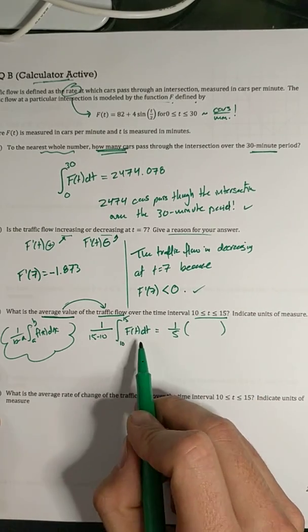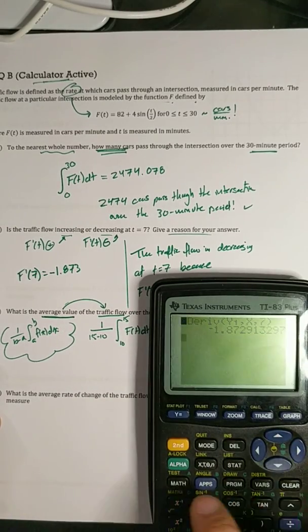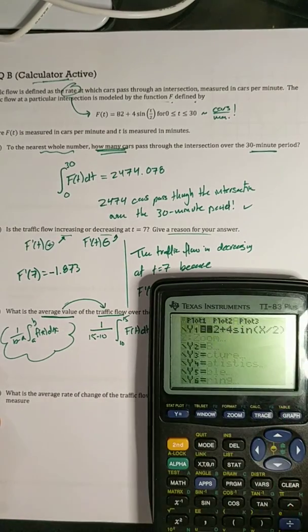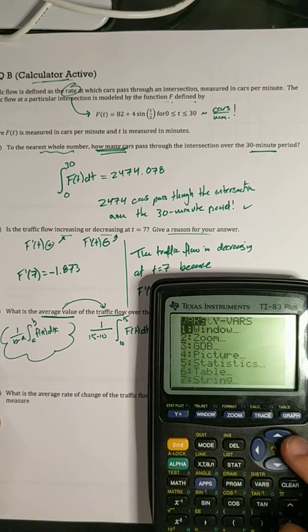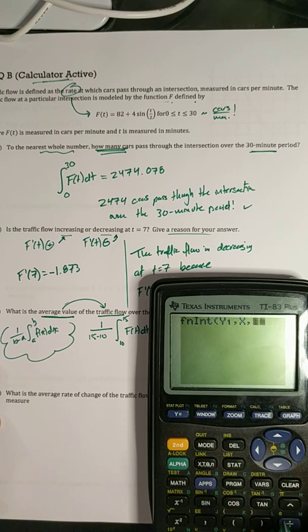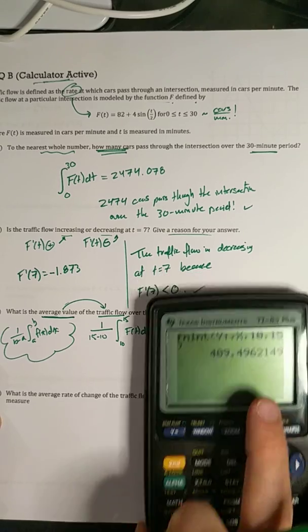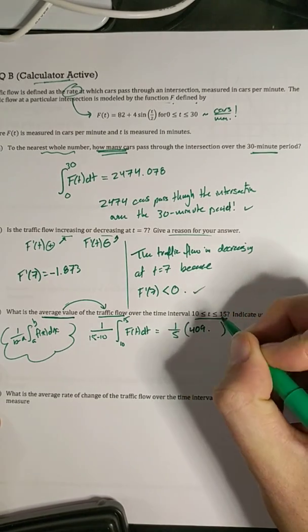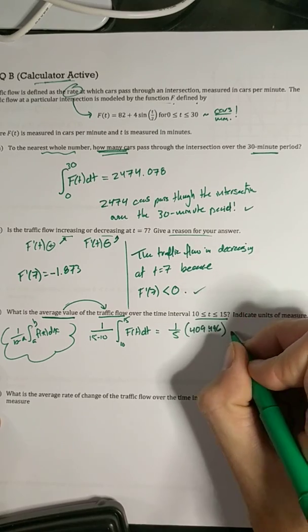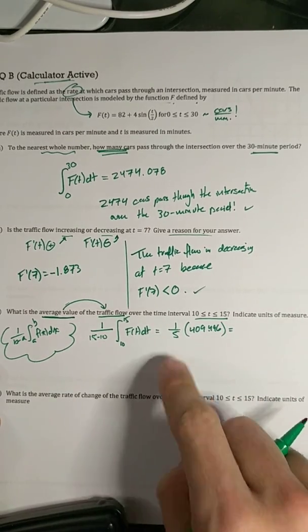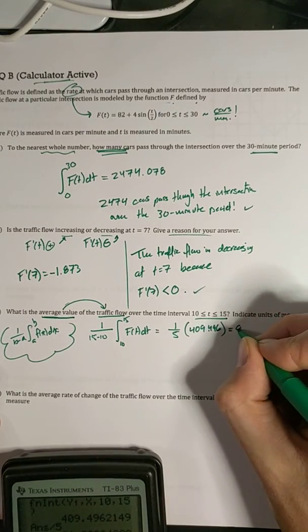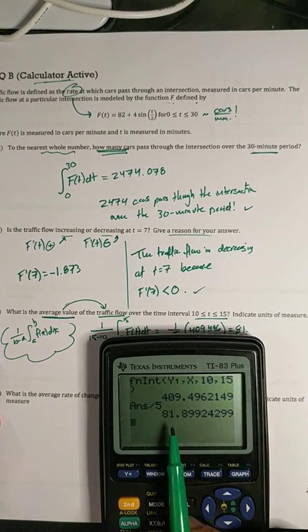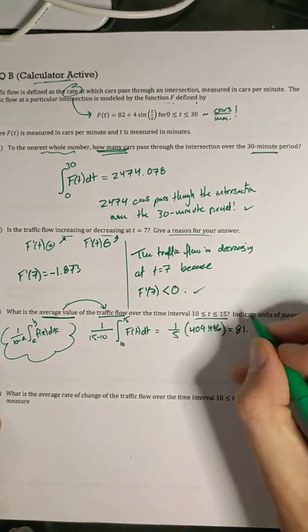Again, this integral, you can solve it with your calculator. Use the technology available to you. Again, y1 is the function. I'm going to do math 9 to get fnInt, y1, comma x, comma 10, comma 15, enter. I get 409.496, and then don't forget to divide by 5. So if I divide by 5, I get 81.8999. So I'm going to do 81.900, just to round.